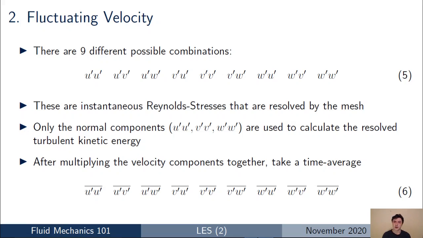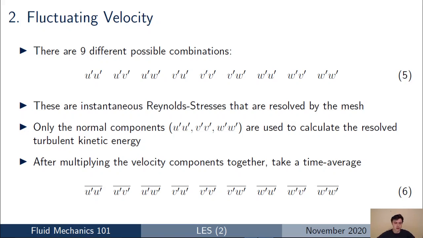Now, to calculate the turbulent kinetic energy, we only care about the normal components. So that's u multiplied by u, v multiplied by v, and w multiplied by w. We want the normal components of the Reynolds stress. At the moment, we're not concerned with those cross terms, the uv and the wv terms. We only care about the normal components for the turbulent kinetic energy.